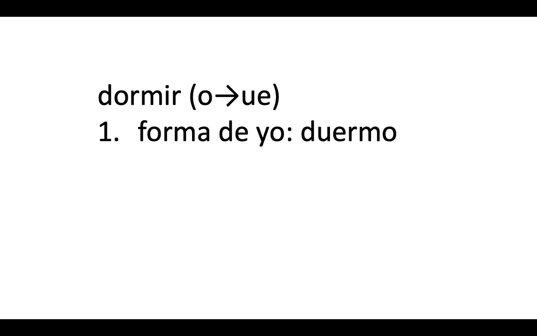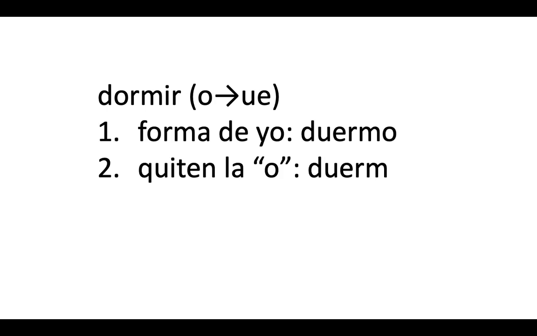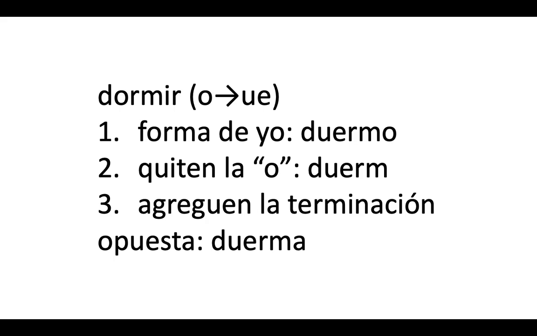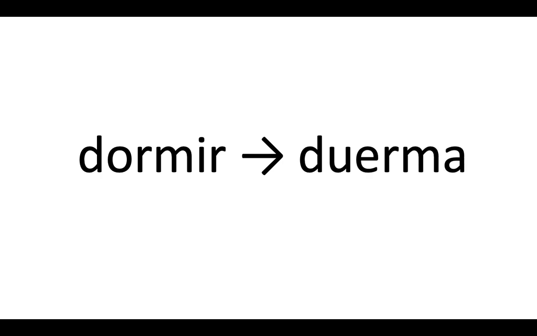Dormir, O to UE, stem changing verb. Forma de yo, duermo. Quiten la O, D-U-E-R-M. Agreguen la terminación opuesta, duerma. Again, we see the stem change flow through the entire process. The yo form is inside the characteristically shoe-shaped box, so we would anticipate that it would have the stem change, and it does. It's an IR verb, so it takes an A ending, emphasizing that with a different color. Dormir, for the usted command, duerma.